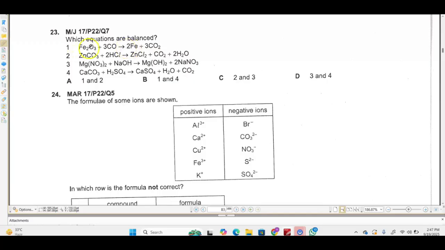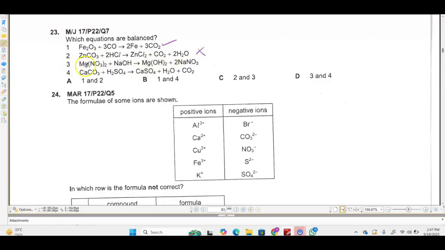Okay. It's 2, 2, okay. Oxygen is 6 over here, and oxygen is 3 times 2, 6, over here, and carbon is 3 over here. So this equation is balanced. ZnCO3 plus HCl: zinc and zinc are balanced. Carbon and carbon are balanced. Oxygen is 3 over here, whereas oxygen is 4 over here, so this is not balanced.